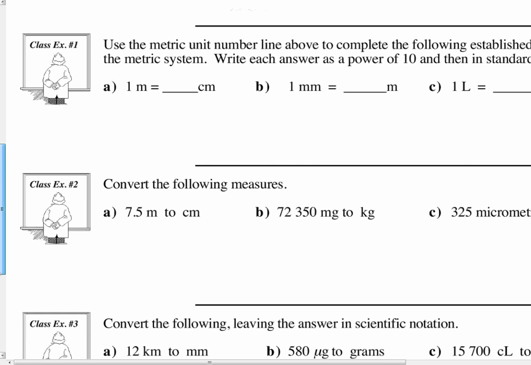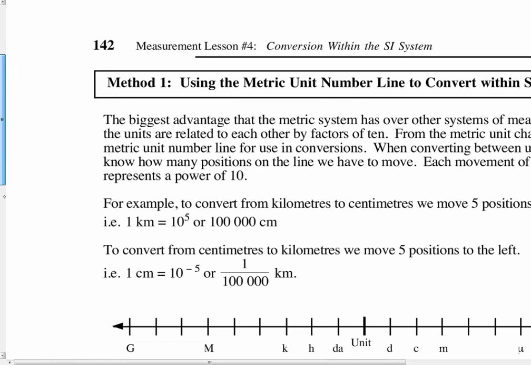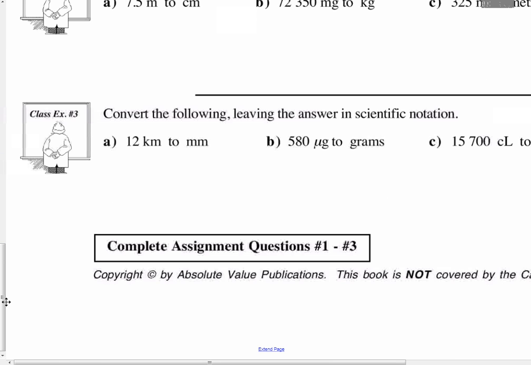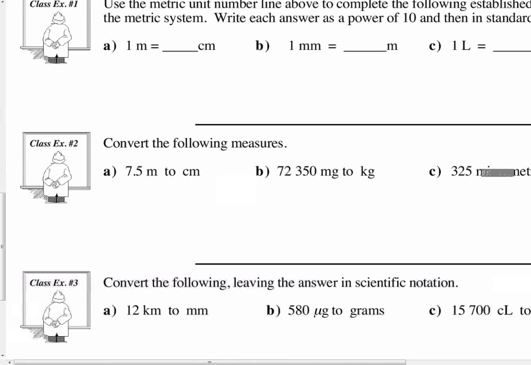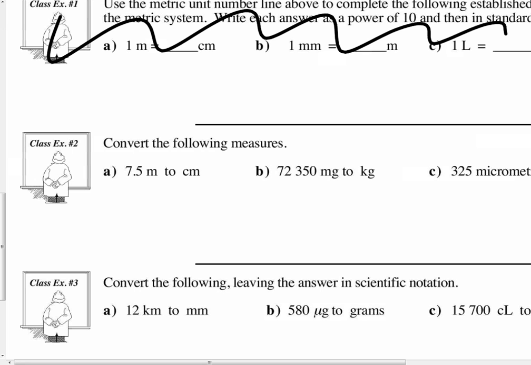Oh, shoot. Number 1. Let's not do number 1. Let's go to number 2. Convert 7.5 meters to centimeters.